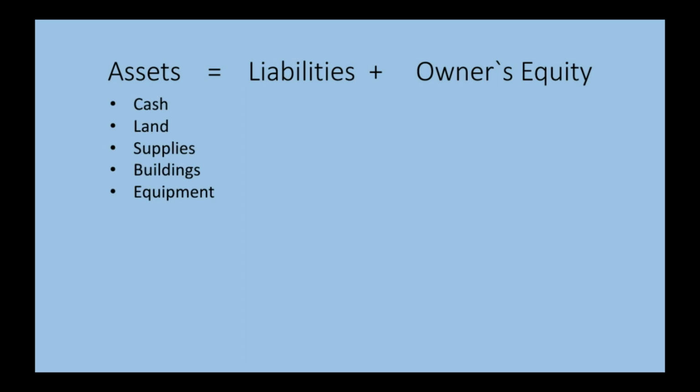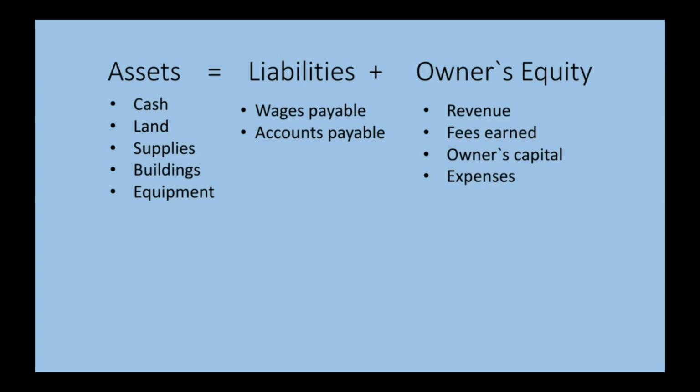Assets are resources that are owned by a company, and some examples include cash, land, supplies, buildings, and equipment. Liabilities are the debts of a business or things that they owe other people, and some examples include wages payable and accounts payable. Owner's equity are the rights of the owner, and they also include expenses. So some examples include revenue, fees earned, owner's capital, and expenses.